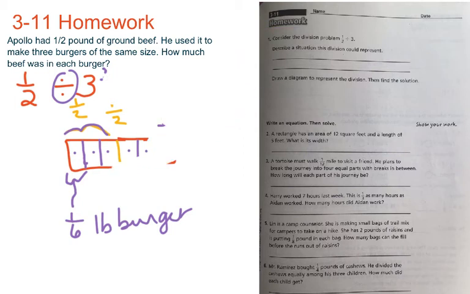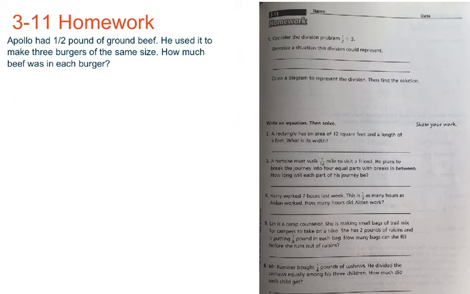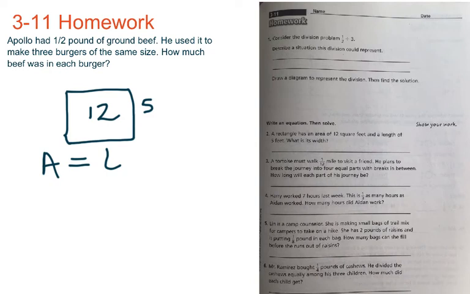All right, kiddos, now we are going to move our way down to number 2. Number 2 reads, a rectangle has an area of 12 square feet and a length of 5 feet. What is its width? Okay, so I always like when we're working with area, I like to draw it. So we have a rectangle, and we know that the area inside this rectangle is 12 square feet. And we know that the length of one of the sides is 5 feet. If I know that one side is 5 feet and I know the area is 12, I can find the solution by knowing that area is equal to length times width. This is the area inside, this is the length, and this is the width.